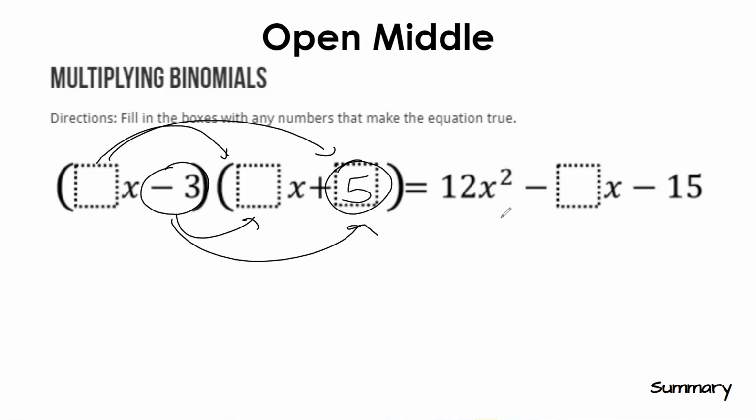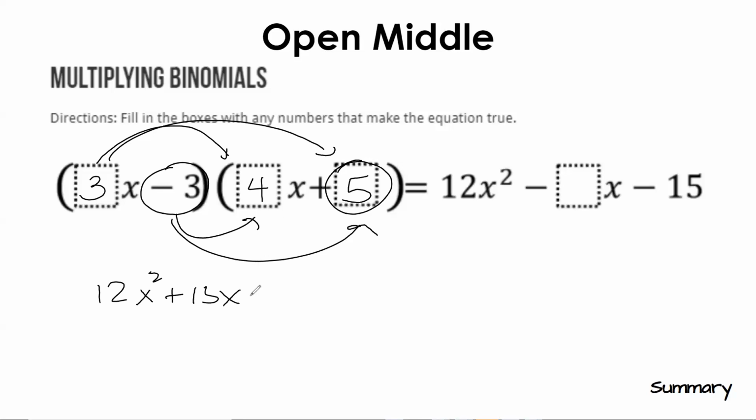Okay. Now, this first number is 12, right? So what two numbers can I multiply together to give me 12? 3 and 4. Okay, so let's try it. If I put 3 here and 4 here. Okay, so I'm going to multiply this out. So what's 3 times 4? That's 12x squared. 3x times 5 is going to give me 15x.